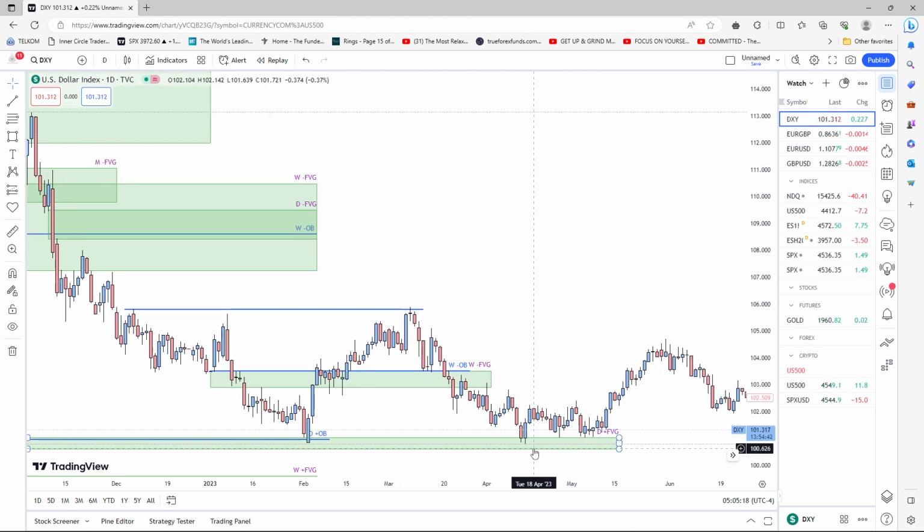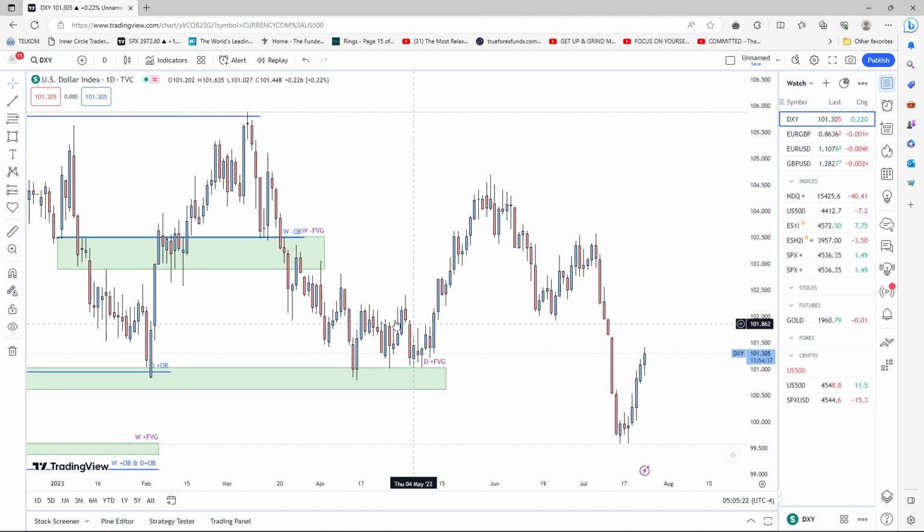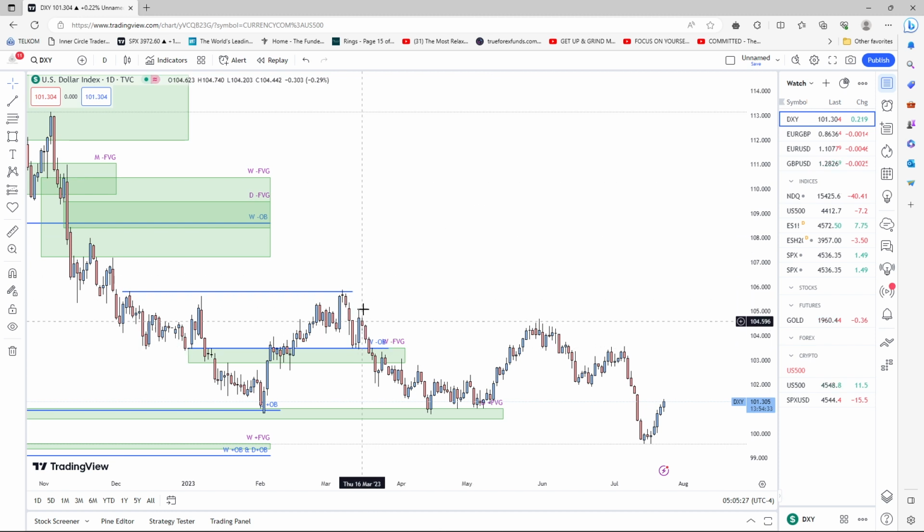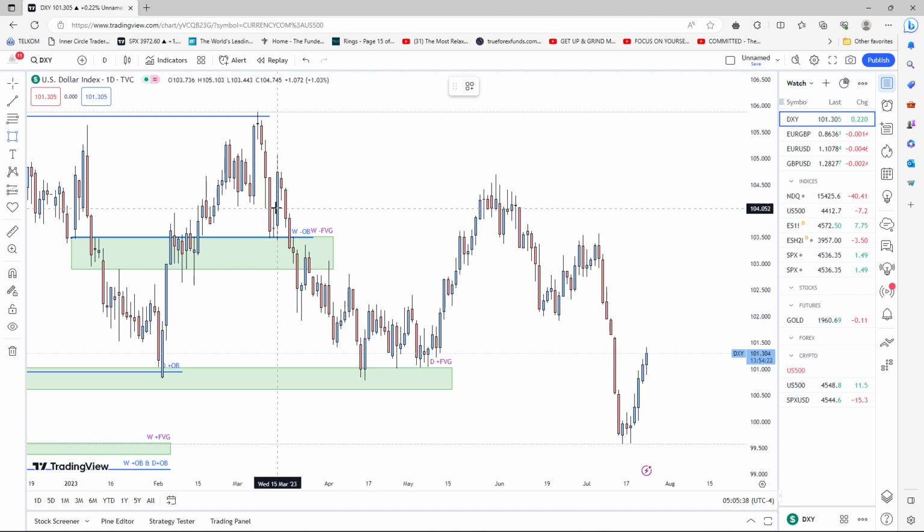Extending the level again, we can see price hung around this level for quite a while. Price then came back up again inside of this and this order block, both relevant levels. You can see we had a balanced price range in there as well. Let's extend this.